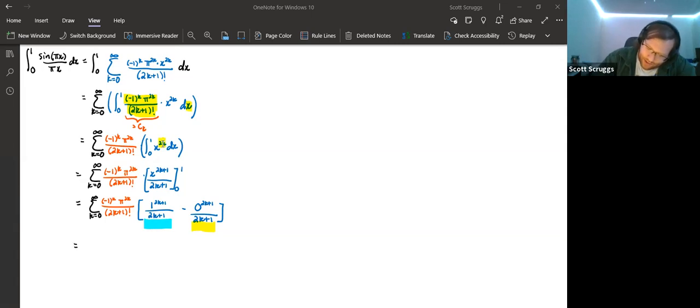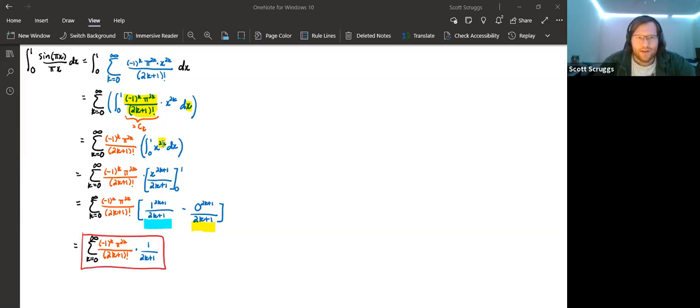Leaving me with the sum going from 0 to infinity of (-1)^k pi^(2k) over (2k+1) factorial times 1 over 2k plus 1. And that gives me my final answer for that part of the problem.